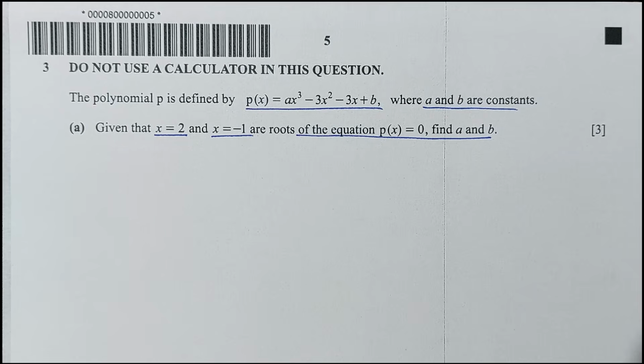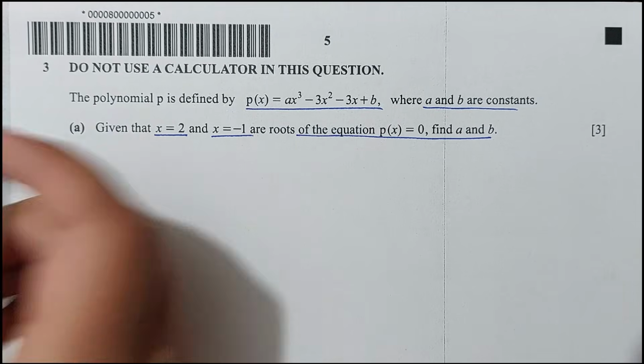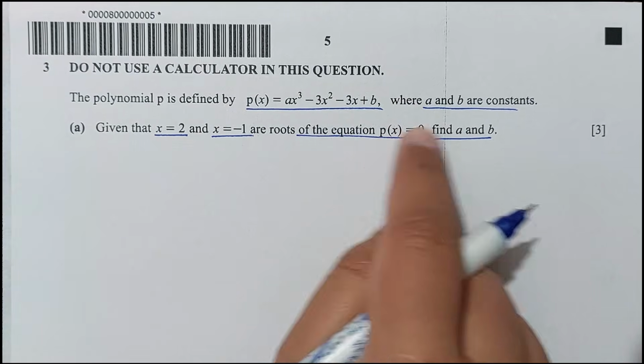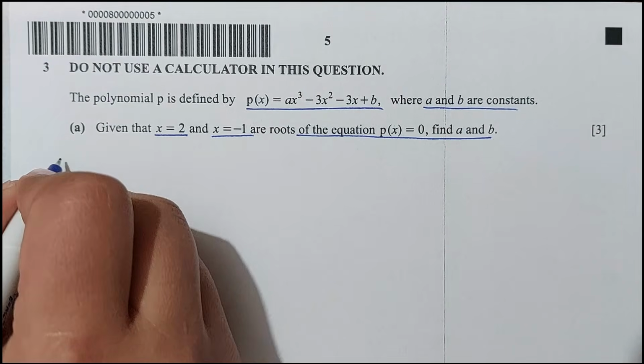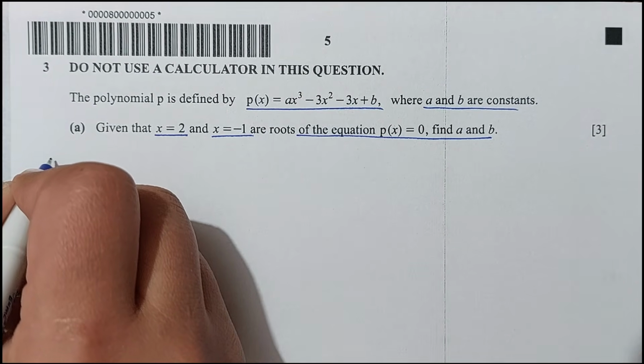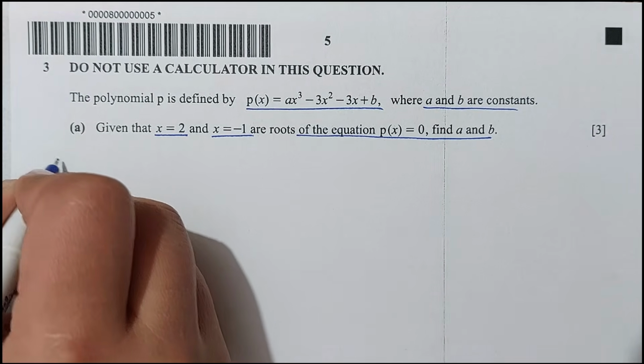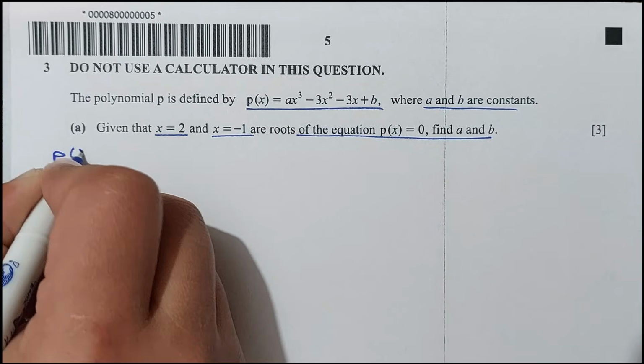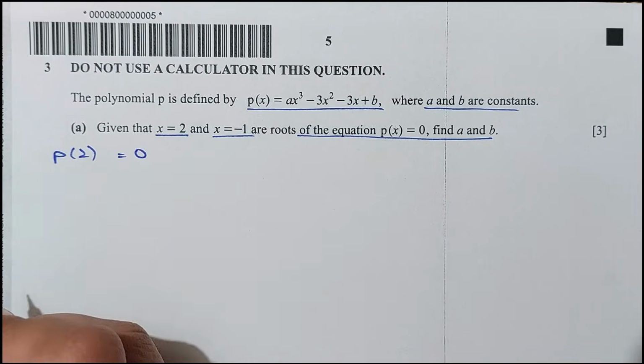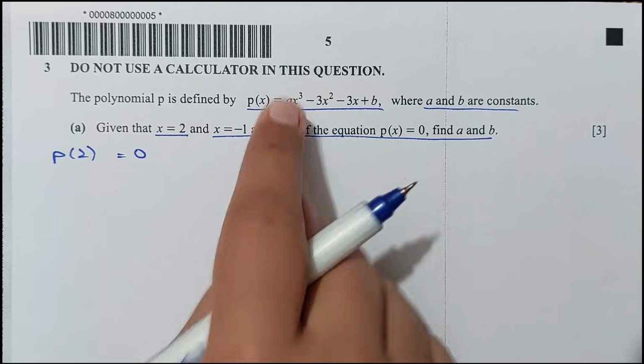So these are the roots of the polynomial. So p of x equals to 0. So these are the roots. It means p of 2 equals to 0 and p of minus 1 equals to 0, right? So make an equation p of 2 equals to 0. This is the root. Just replace x with 2, right?